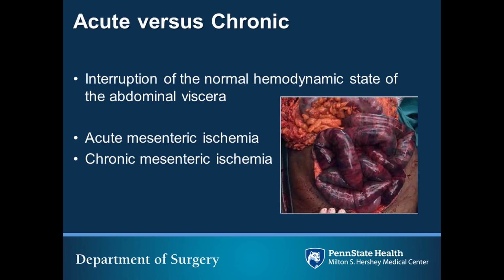So, what is mesenteric ischemia? Essentially, it's interruption of the normal hemodynamic state of the abdominal viscera. This can be either acute or chronic. Acute mesenteric ischemia is a surgical emergency, while chronic mesenteric ischemia is something you may see in the clinic setting and can sometimes need elective surgical repair.